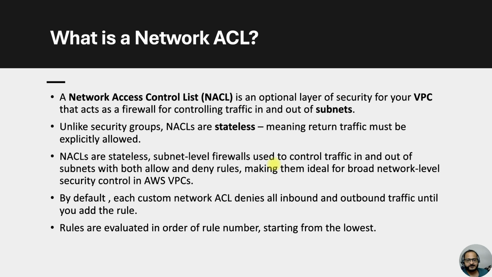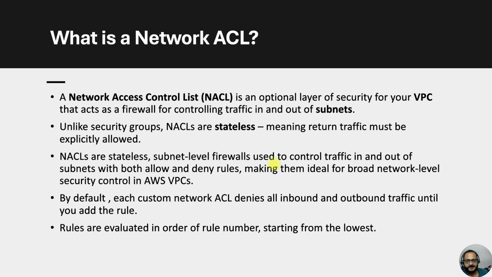Basically, a network access control list is an optional layer of security for your virtual private cloud that acts as a firewall for controlling the incoming or outgoing traffic in your subnet. Network access control works at the subnet level and security group works at the instance level. For example, if we want to allow or deny any traffic to an EC2 instance, in that case we use security groups.